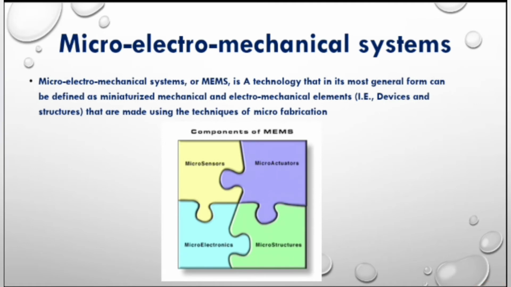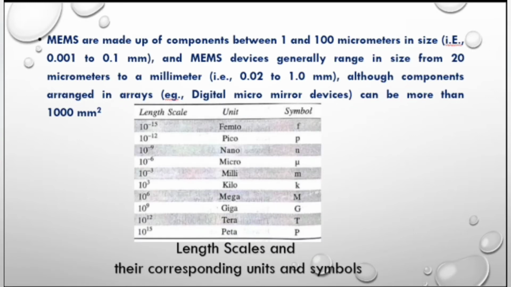Microelectromechanical systems are a class of devices characterized both by their small size and the manner in which they are made. It is a technology that in its most general form can be defined as miniaturized mechanical and electromechanical elements that are made using the techniques of microfabrication. These are made up of components with sizes between 1 and 100 micrometers, and MEMS devices generally range in size from 20 micrometers to a millimeter. This table shows length scales and their corresponding units and symbols.